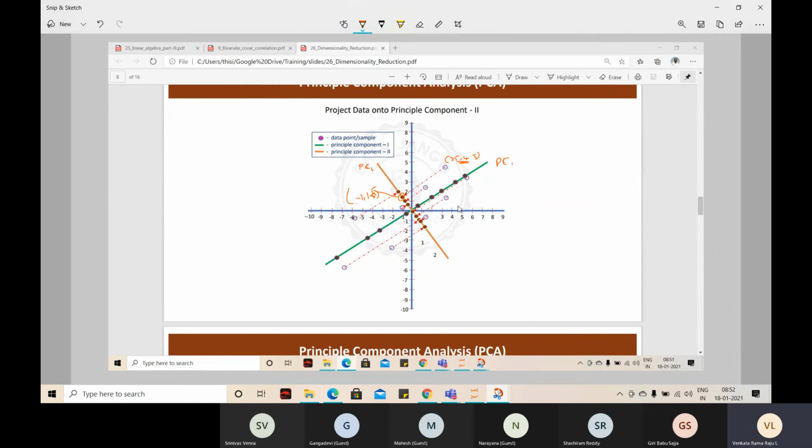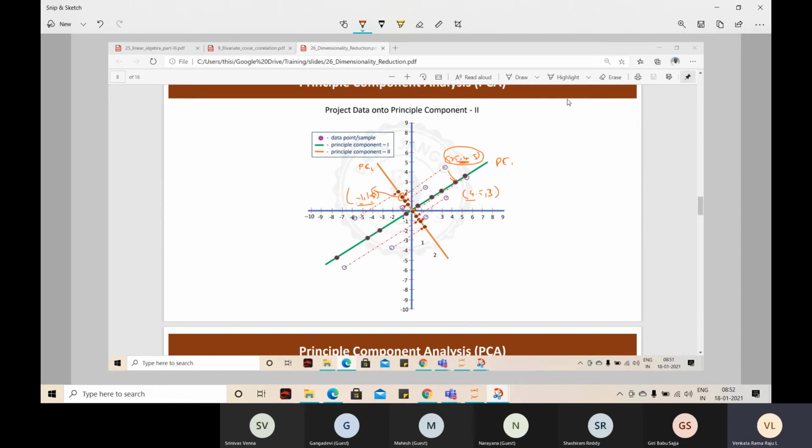On the first principal component, when I projected it, I got 4.5, comma 3, right? And on the second principal component, minus 1 and 1.5. For the same data point, I have got 2 x's and 2 y's. Do you agree?